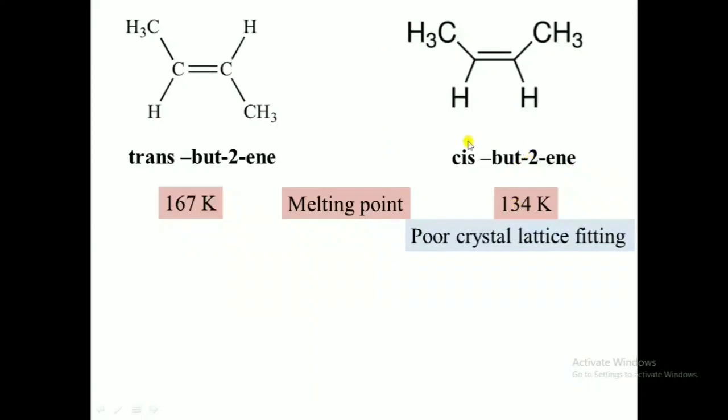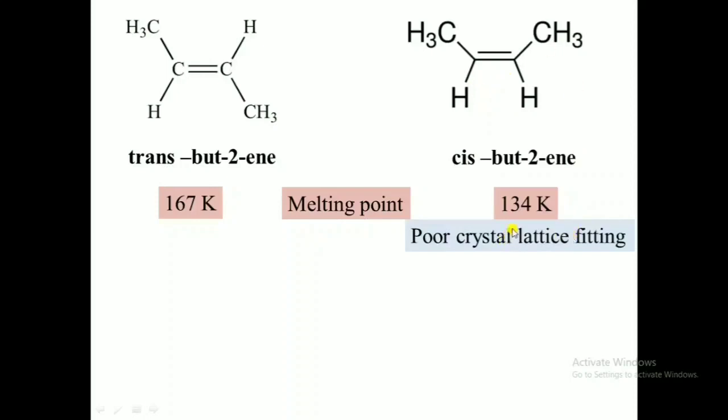So when this molecule goes to its solid state, the cis isomer has poor crystal lattice fitting. You don't have to worry too much about the symmetry details, but what you have to remember is that because of symmetry considerations, in a crystal formed by cis butene, the packing is not perfect. So it's a poor crystal lattice fitting. That means cis butene in its solid state easily goes to the liquid state.